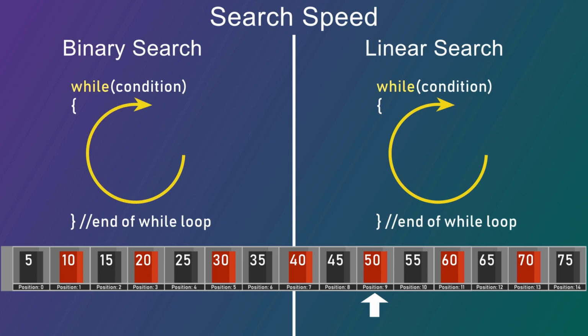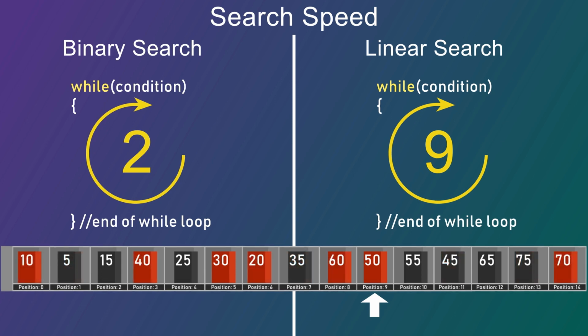Now in terms of search speed, it only took 2 full loops to find the book at the 9th position with binary search. If we used linear search, it would have taken 9 loops to find the book at the 9th position. So while binary search won't work on unsorted lists, when it comes to the speed of searching sorted lists, binary search has linear search beat.